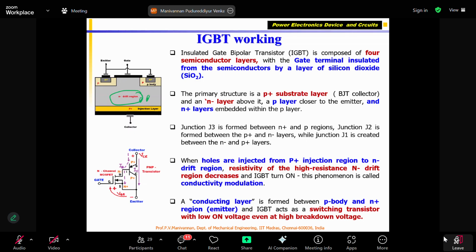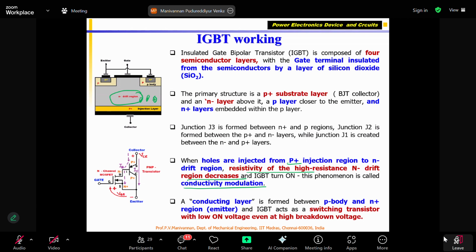This is a poor conductor. But once P plus holes are entering, conductivity increases. Right? Resistivity of the high resistance end drift region decreases. Holes are a charge carrier which enters, so automatically resistivity reduces. We say the conductivity increases. This is called conductivity modulation. That's how the IGBT works.